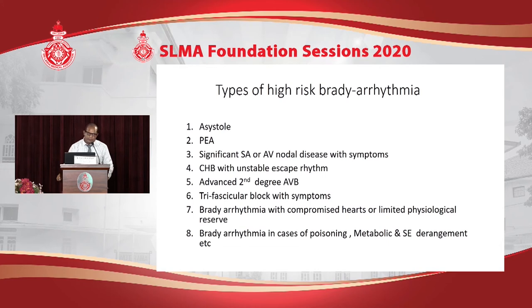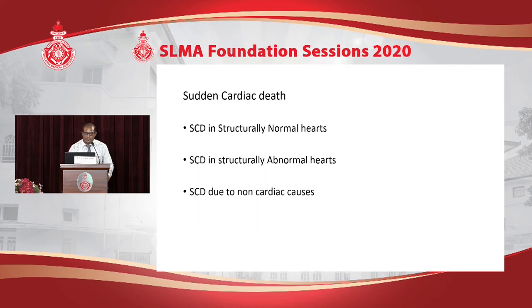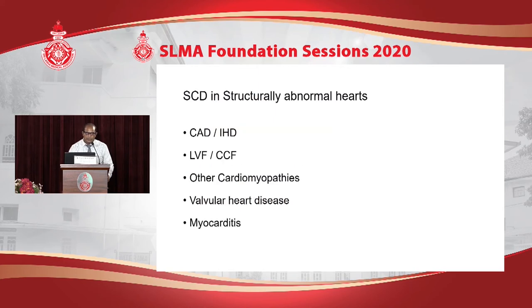Someone who already has a compromised heart, or compromised lungs or pulmonary capacity, will tolerate an arrhythmia more poorly than a person with a normal reserve. So whether they're going to develop sudden cardiac death or not is not only based on the arrhythmia itself, but also their capability of tolerating the arrhythmia. When we talk about sudden cardiac death, we generally talk about sudden cardiac death related arrhythmia occurring in a structurally normal heart, a structurally abnormal heart, and also due to non-cardiac causes.